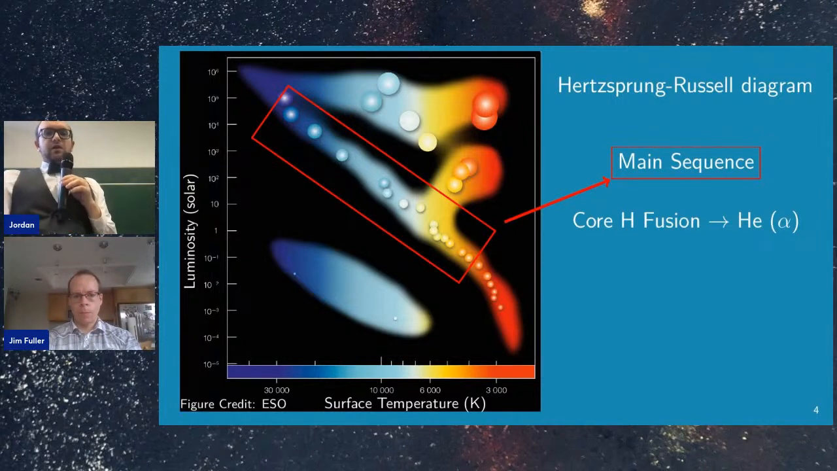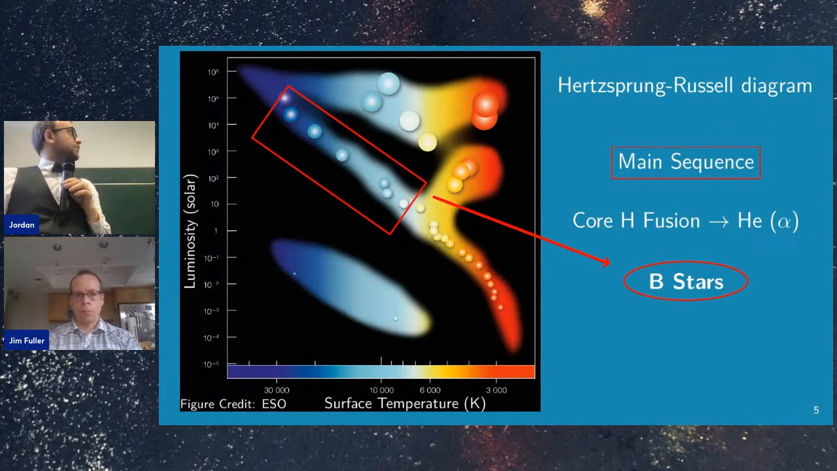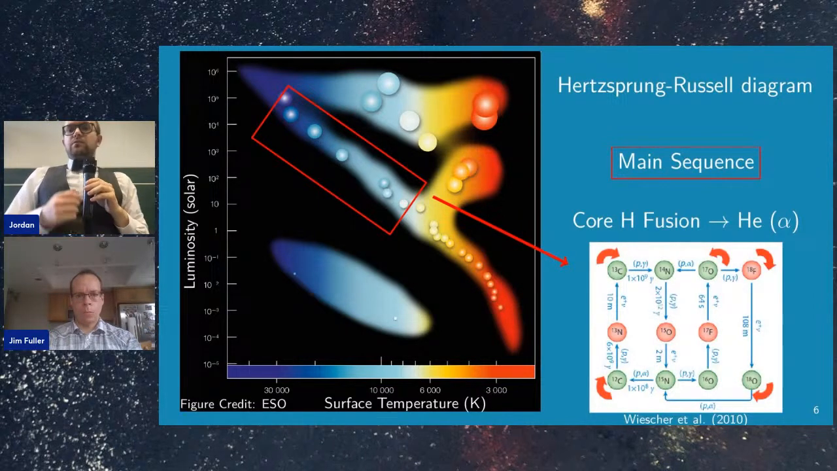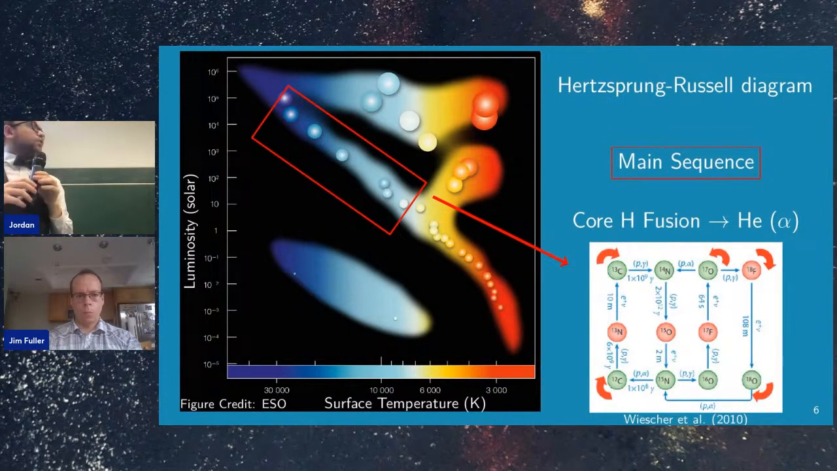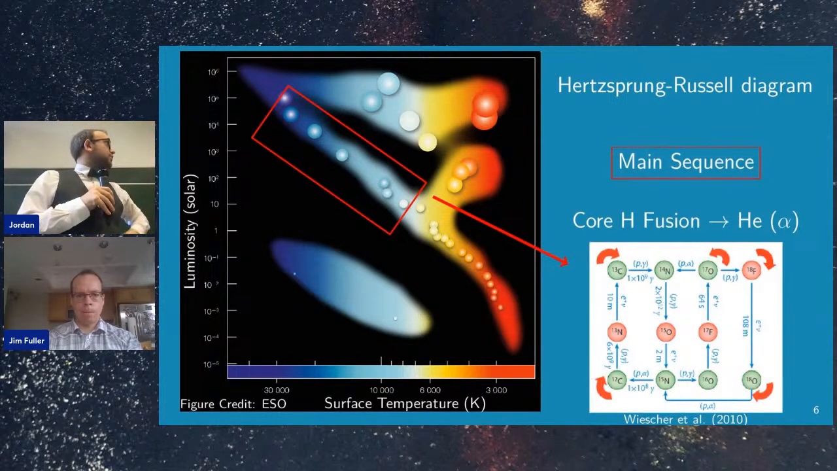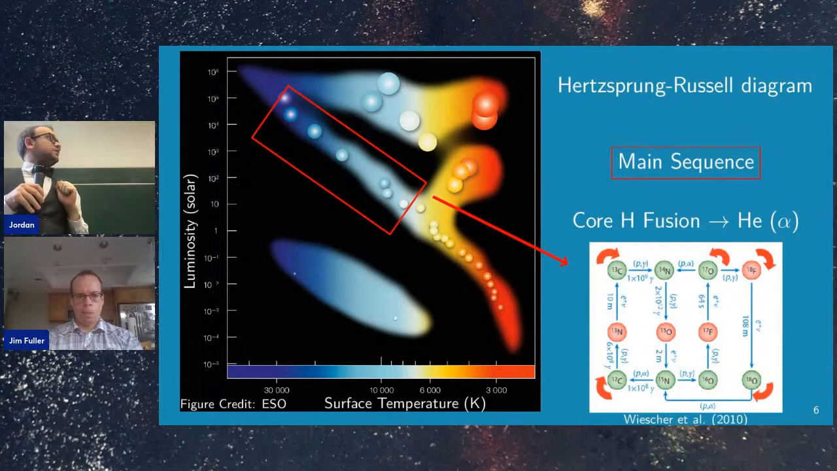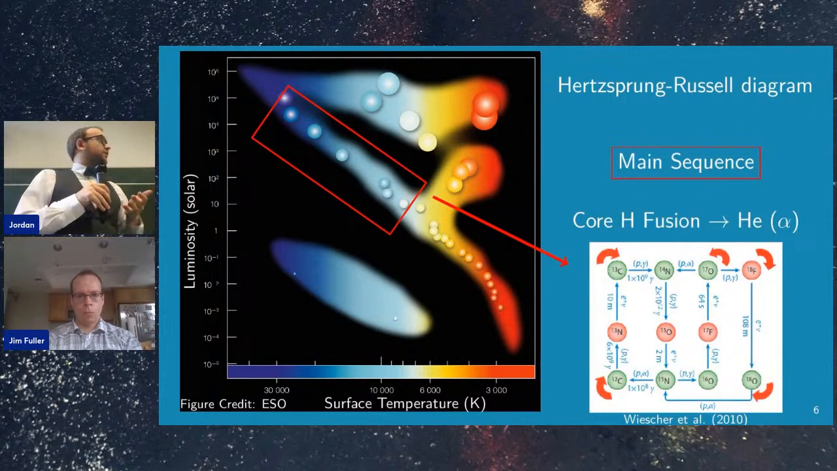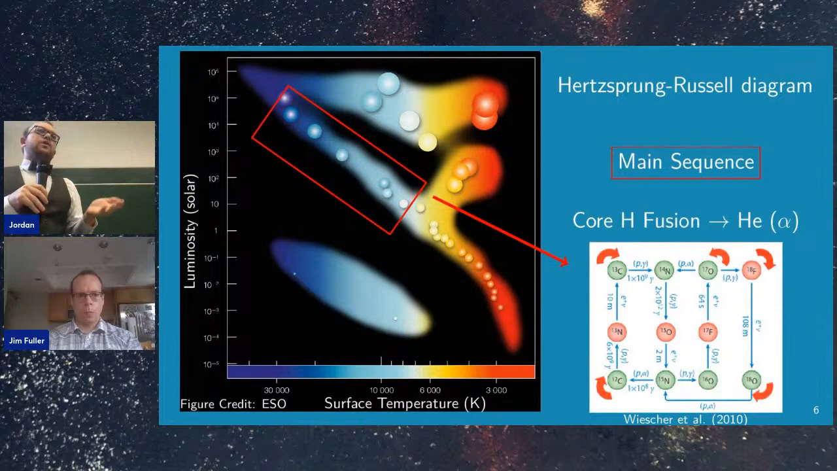In this thesis, we don't focus on the entire main sequence, but we specifically focus on the B stars on the main sequence, which is the hotter and more luminous end. And the very important hydrogen fusion process that goes on inside the core of these specific B stars is the so-called catalytic cycle, called the CNO cycle, the carbon, nitrogen, oxygen cycle.